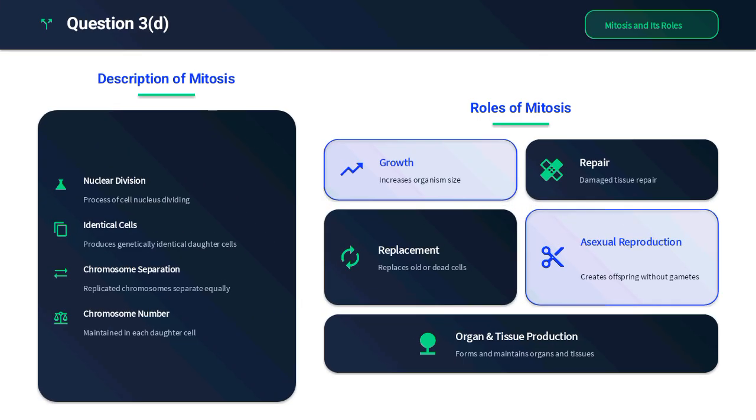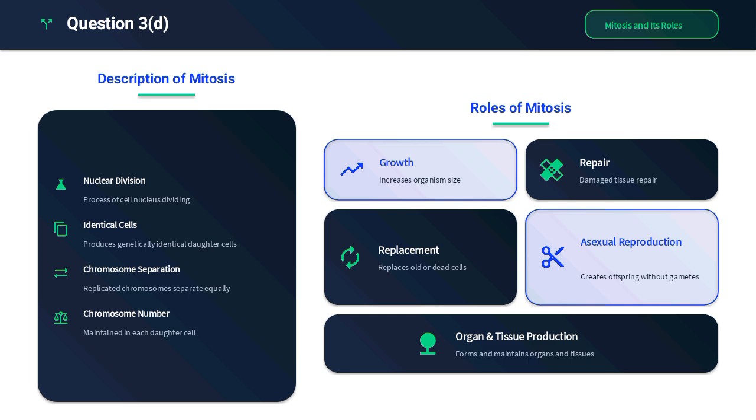Part D asks us to describe mitosis and its roles in organisms. Let me explain mitosis clearly. Mitosis is a type of nuclear division. During mitosis, a cell divides to produce two genetically identical daughter cells.